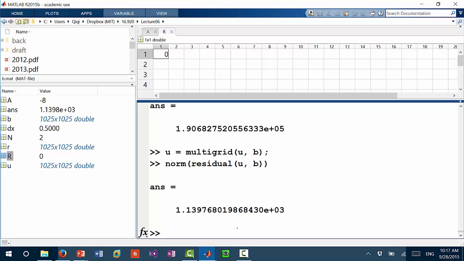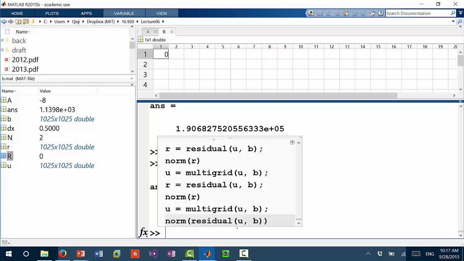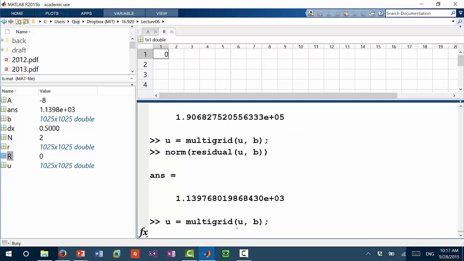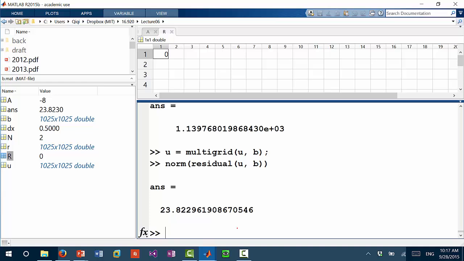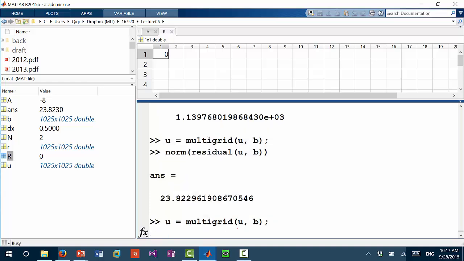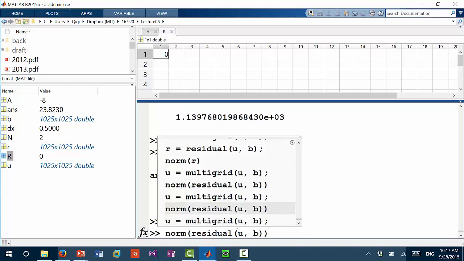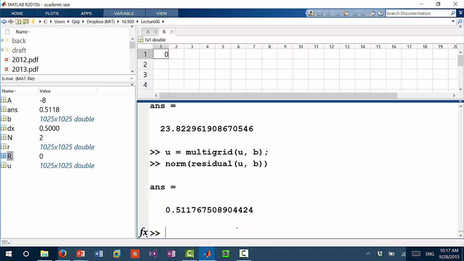So if you call multigrid twice, you solve the equation more accurately, right? You reduce the error more. And if you can afford to solve it 3 times, now the error is even smaller. And if you solve it 4 times, the norm is even smaller.